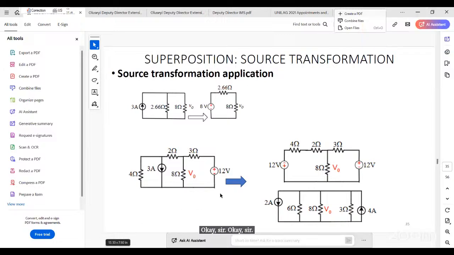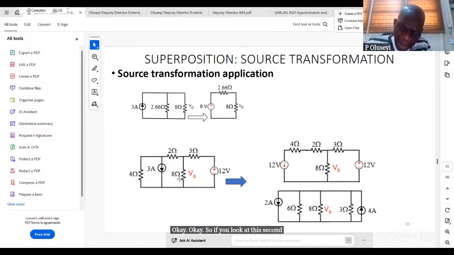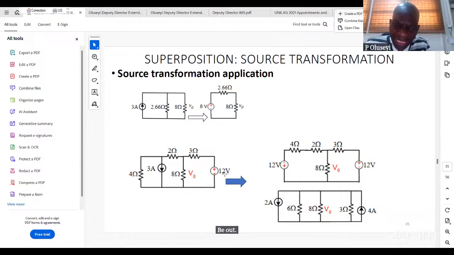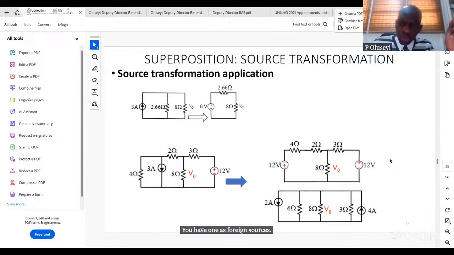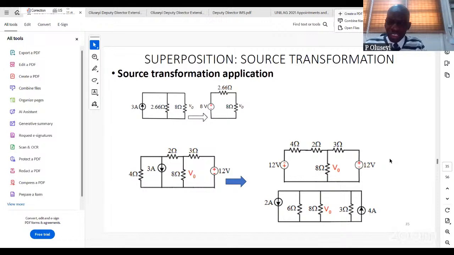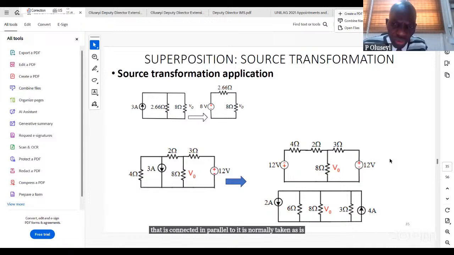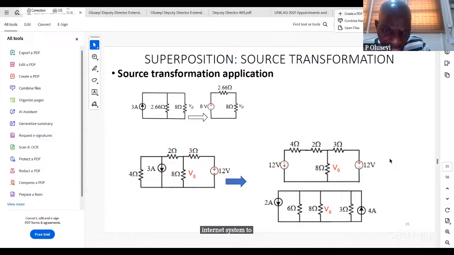Okay, sir. So if you look at this second one, I put V out for the 8 ohms. Now, when we are doing source transformation, if you look at the circuit on your left-hand side, you have one as current source, you have one as voltage source. And I have told you the one as current source, its resistor that is connected in parallel to it is normally taken as its internal resistor. So on account of that, 4 ohms is the internal resistor to the 3 amps.